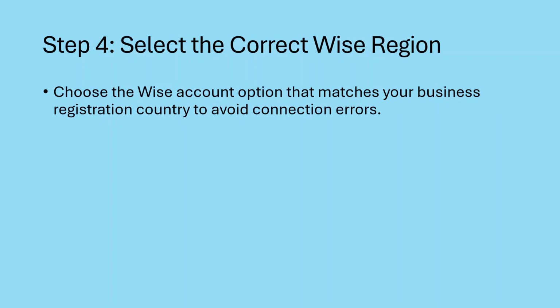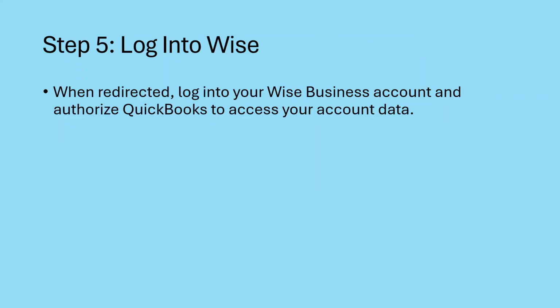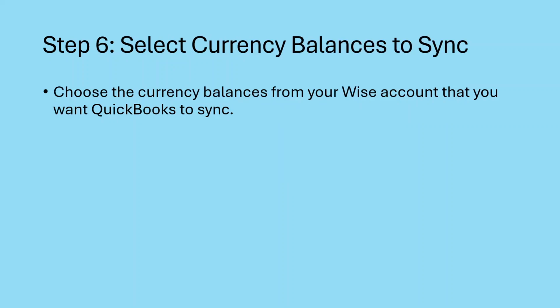Step 4. Select the correct Wise region. Choose the Wise account option that matches your business registration country to avoid connection errors. Step 5. Log into Wise. When redirected, log into your Wise business account and authorize QuickBooks to access your account data.